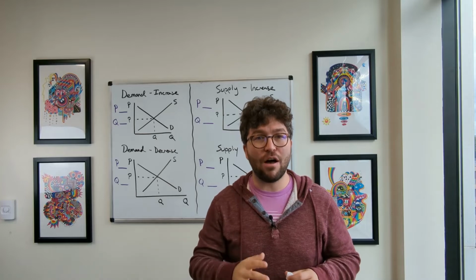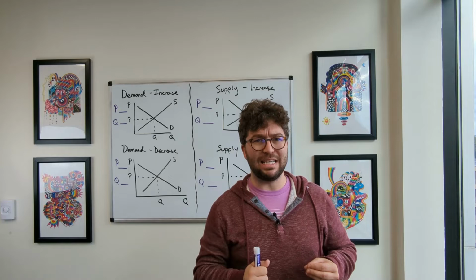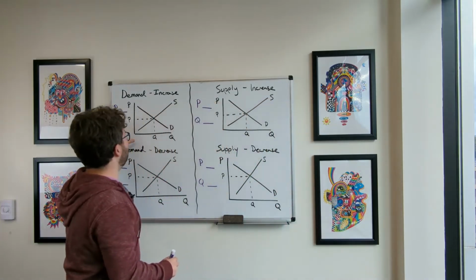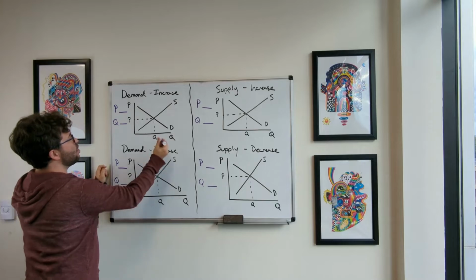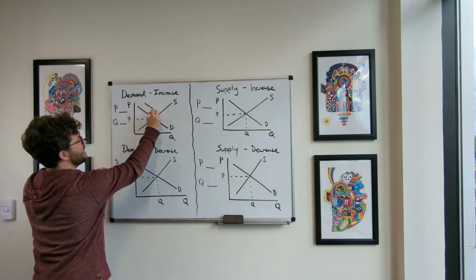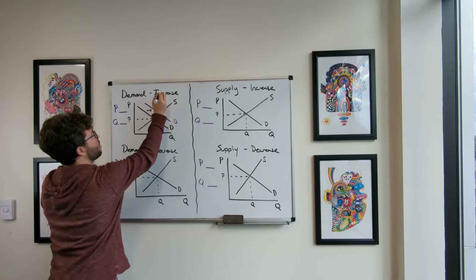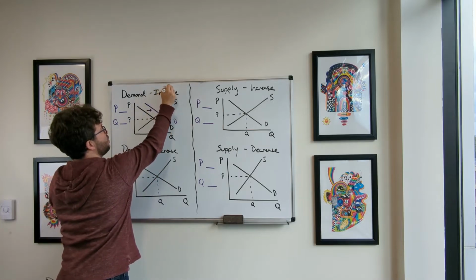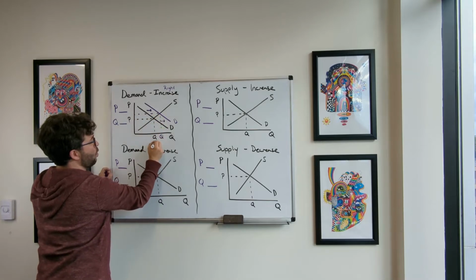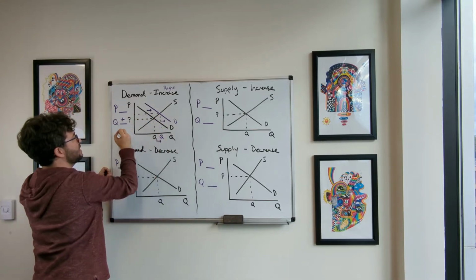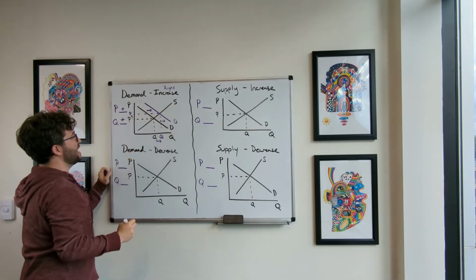And to start off, let's look at when we just see one change and what happens to both price and quantity. We'll start over here on the top left, and let's see about demand increasing, which we know is a shift to the right of demand. So remember, increase is always to the right. What do we notice? We notice that quantity increases. I'm going to put a plus sign here. And we know that price increases, which is a plus sign here.